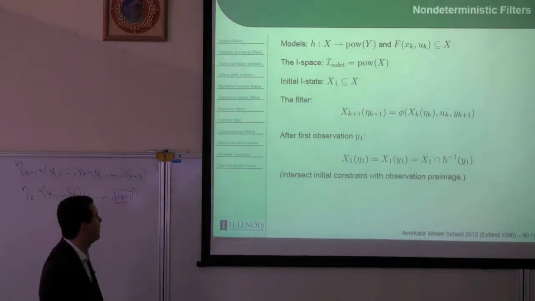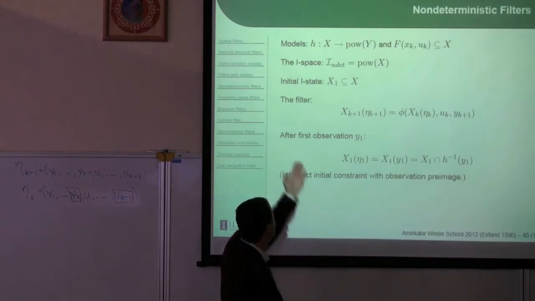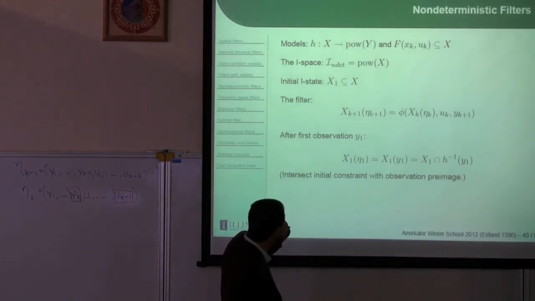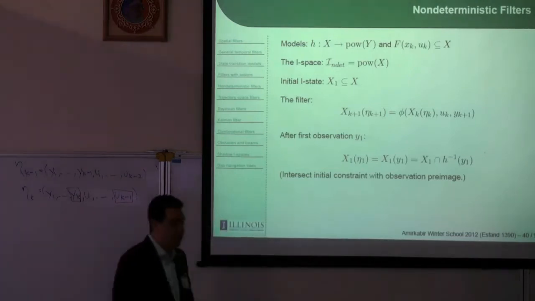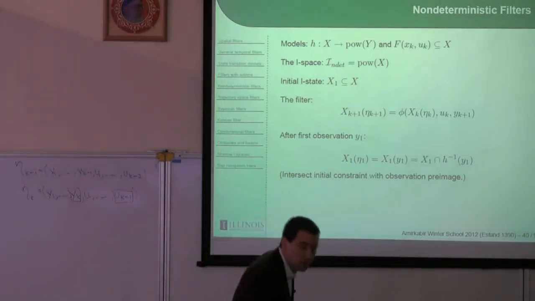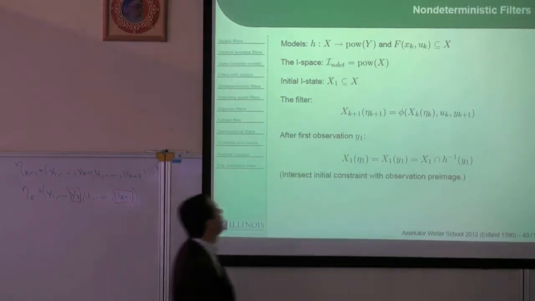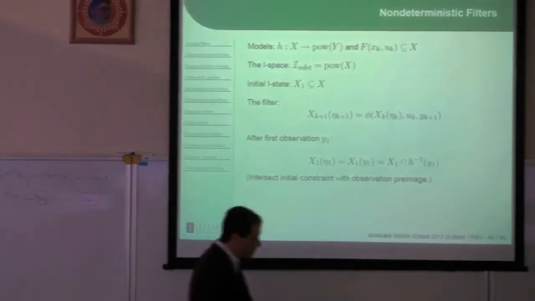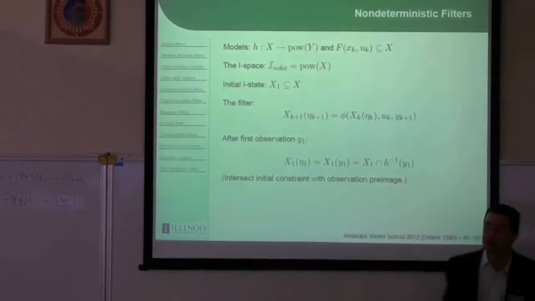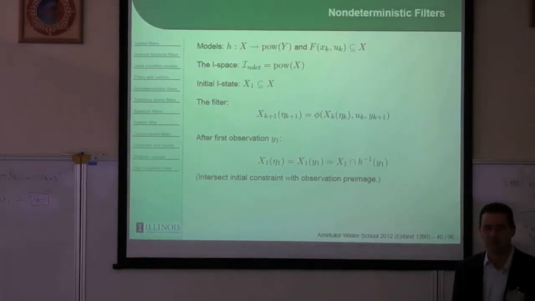So here are the models that we have. Let's suppose up here I have something as bad as a non-deterministic sensor. I don't even think I can jump that high. I'm going to try. Up here, right? We have the non-deterministic sensor, and so that takes states and goes to the power set of Y. So it has a set of possible observations, right?